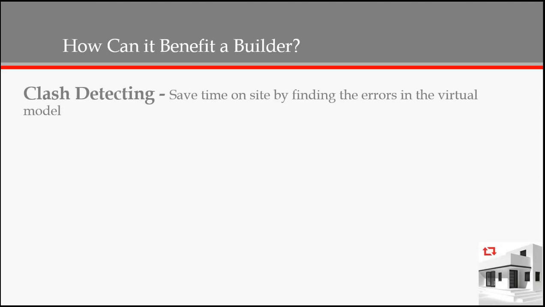Well, when you have that 3D model and it's a direct reflection of what you're going to build, you can see those options right away and fix them in the virtual model before it becomes a costly mistake on site.